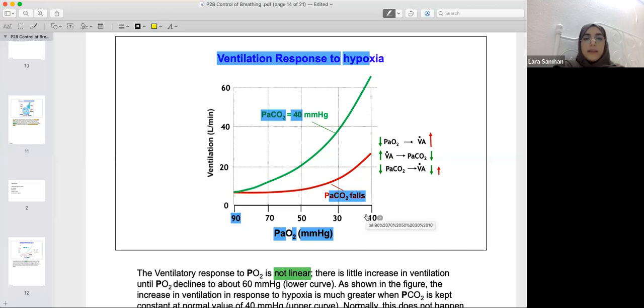So if we have a partial pressure of oxygen of 90, that means high oxygen in the body. We can see in this graph that the carbon dioxide is very low compared to the rest of the curve. Compared to when the partial pressure of oxygen is 10, that means when it's very low, we can see the carbon dioxide is high here and the carbon dioxide is high here. Is it clearer now?